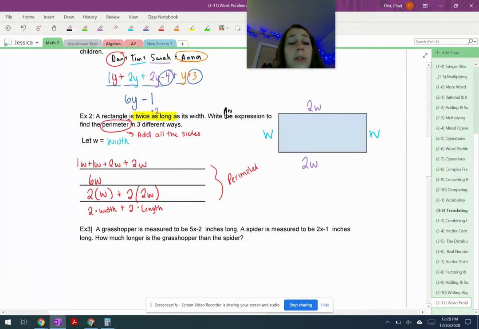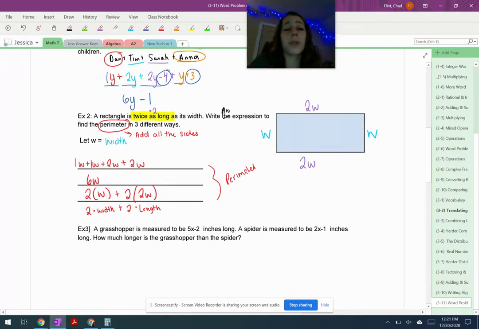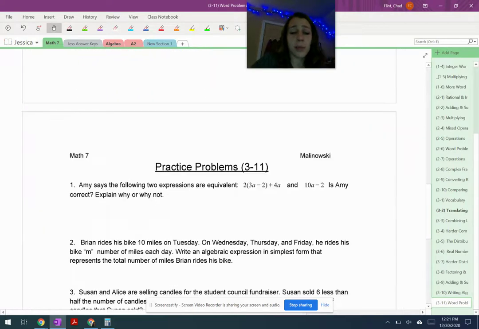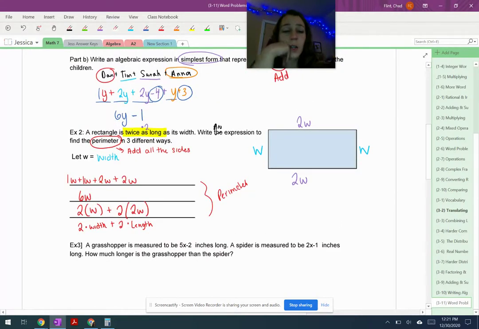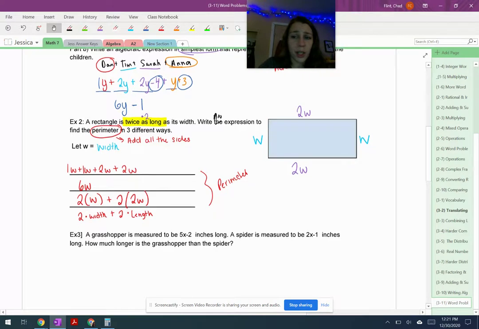So right there, we have 3 different ways to write the perimeter. This is very similar to a factoring problem, in the different ways that you can write it and rewrite it and represent it in different ways. So yeah, there you go.